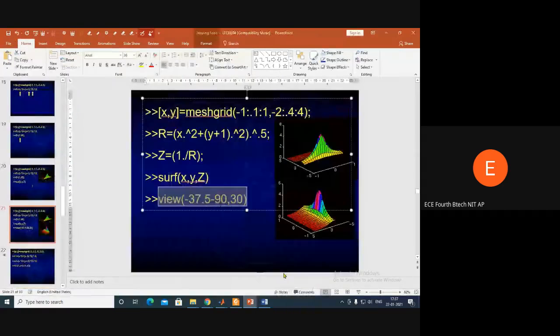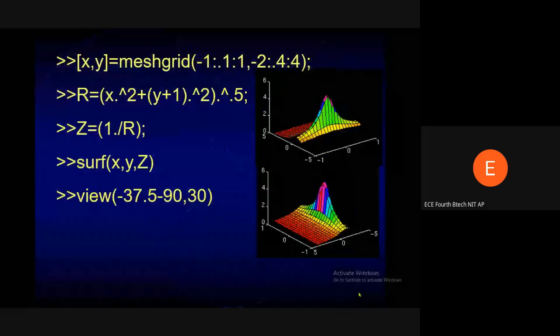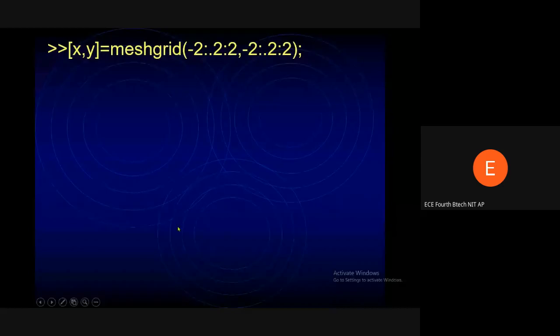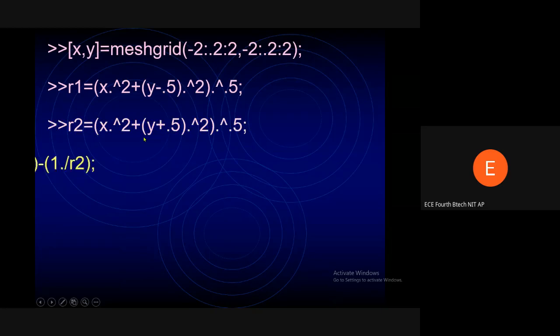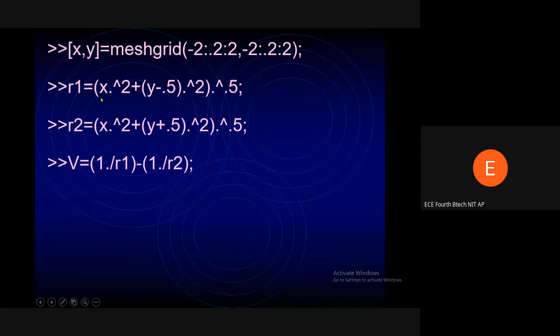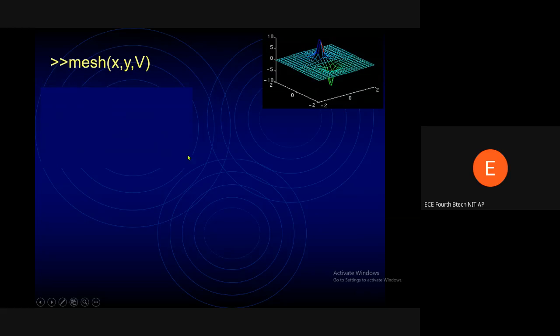Okay, so now another action he is taking, another R1 he is defining. R1, R2 both were taken, and 1 upon R1. 1 upon R1 means, you check it out, R1 is under root x square plus y minus 0.5 whole square. So that means 1 by x square plus y minus 0.5 whole square, and 1 by x square plus y plus 0.5 whole square. So you are going to have a curve something like this.